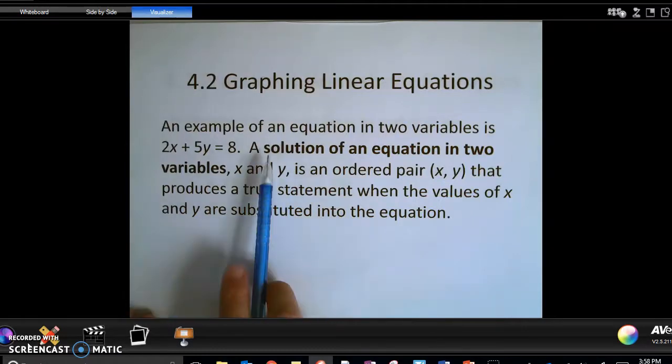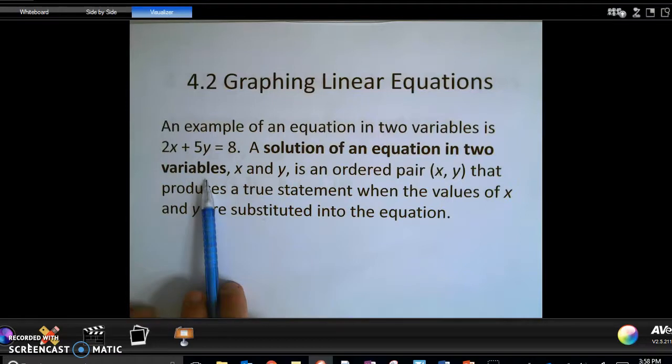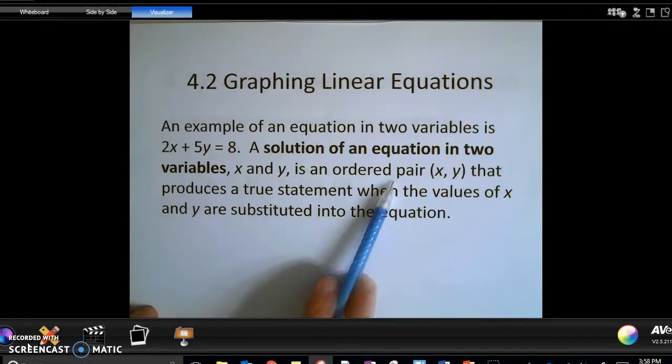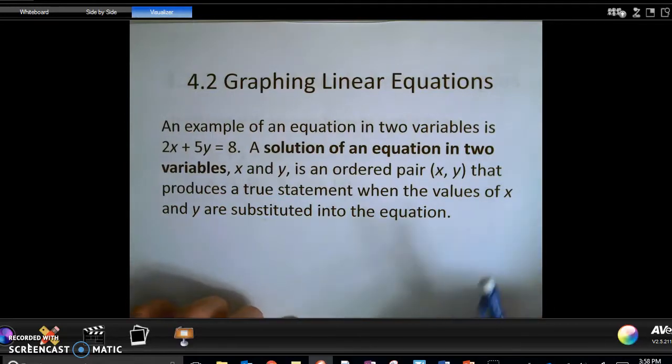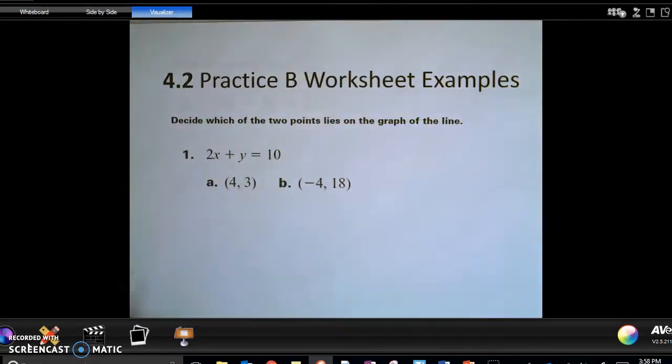So the solution of an equation in two variables is going to be an ordered pair. So that ordered pair produces a true statement when the values of x and y are substituted into the equation. And it makes a lot more sense when we look at an example. So let me show you.